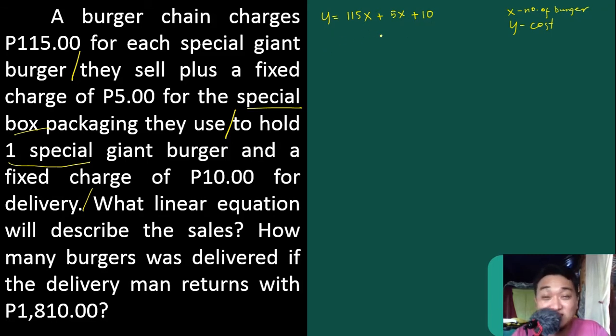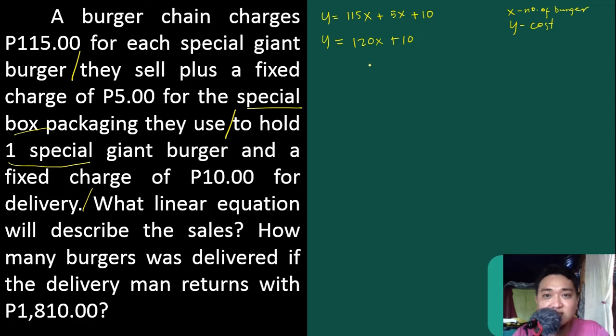Now, may mga similar terms tayo dito. So let us combine those similar terms. So that is y is equivalent to 115x plus 5x, that is 120x plus 10. So this is our complete linear equation.